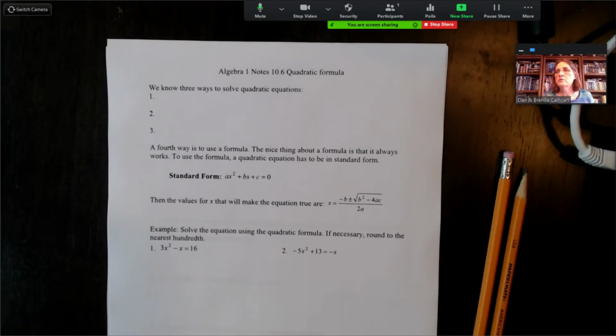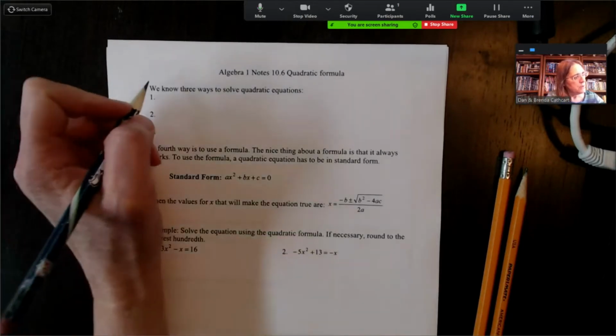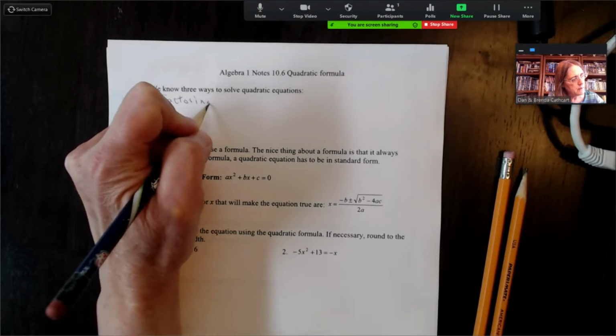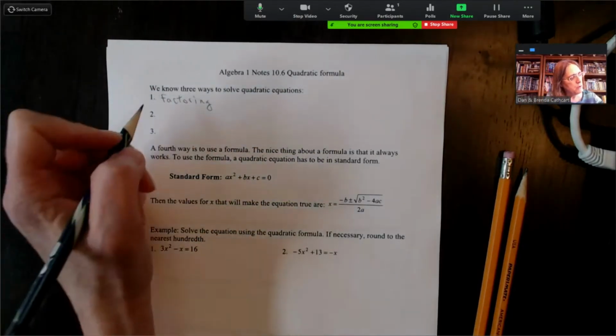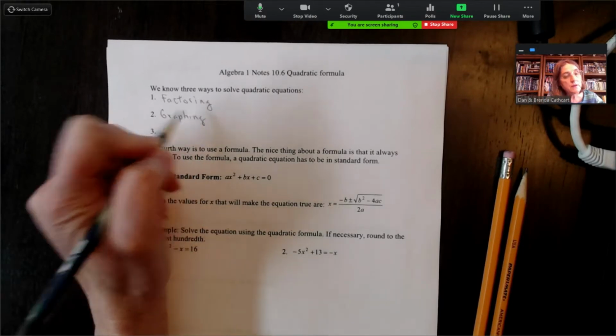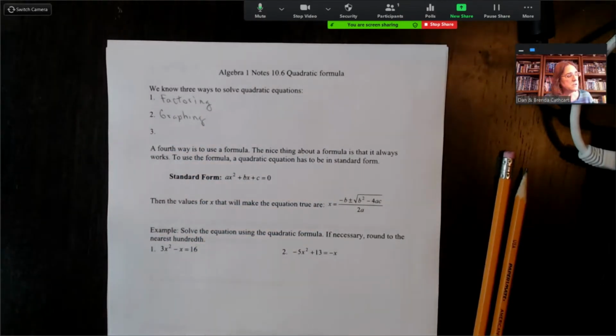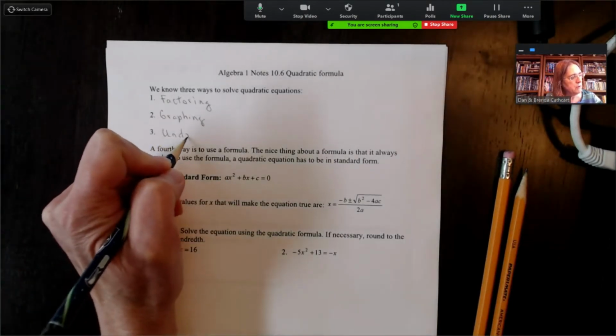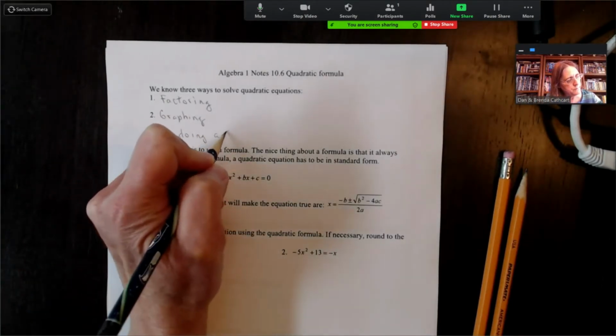Today we're going to do an Algebra 1 class on solving quadratic equations by using the quadratic formula. Up until now, we have used three different methods for solving quadratic equations. The first method that we used was factoring. The second method was looking at a graph, so by graphing and finding the x-intercepts, or the zeros of the function. And the third method that we used was undoing a square.